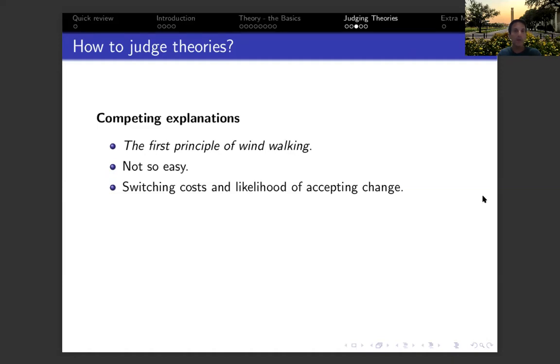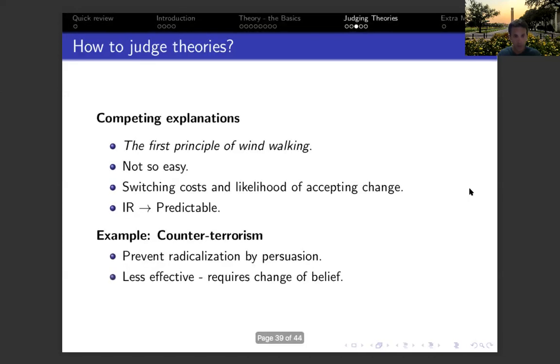Now, this principle explains why a lot of the behavior in international relations is very predictable, because giving up our beliefs, our existing theories, is very costly. So we will reject alternative explanations as a way of behavior. Let's look at an example to make it a little bit more real for us.